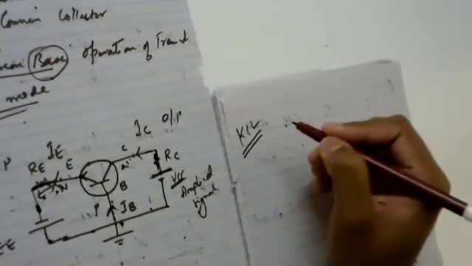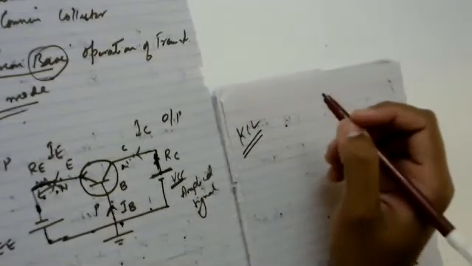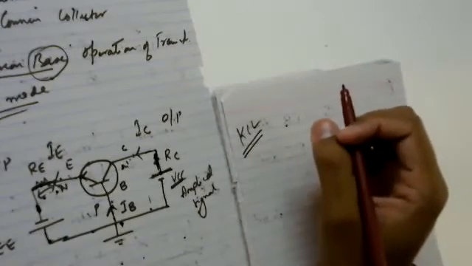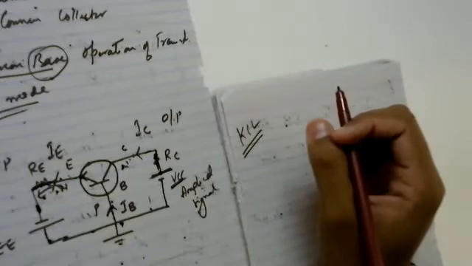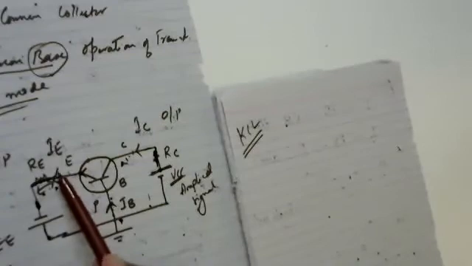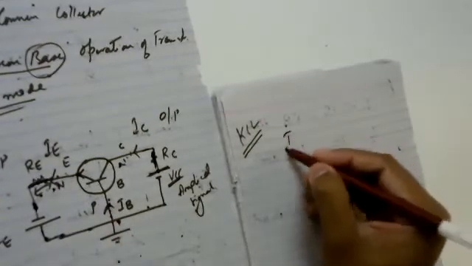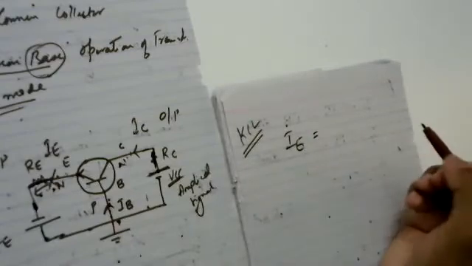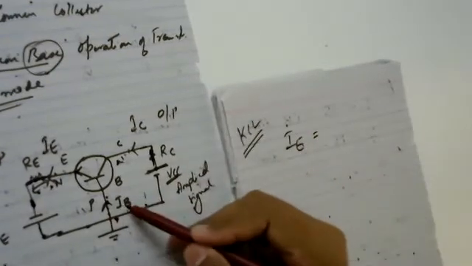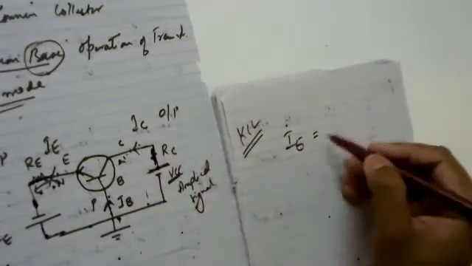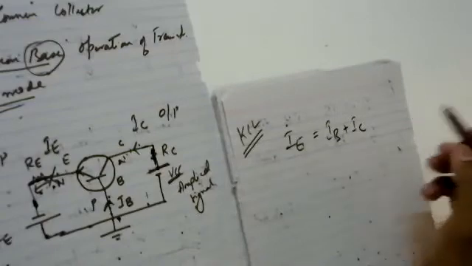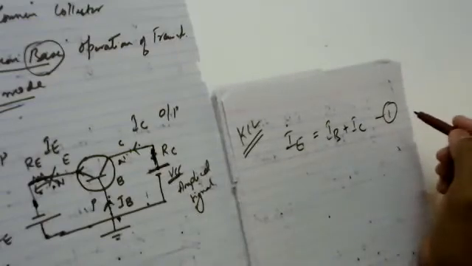As per Kirchhoff's current law, it states that the summation of all the incoming current should be equal to the summation of all the outgoing current. Yes or no? So now here outgoing current is IE, which will be equal to the summation of incoming current, IB plus IC. Okay, so let me call this equation 1.